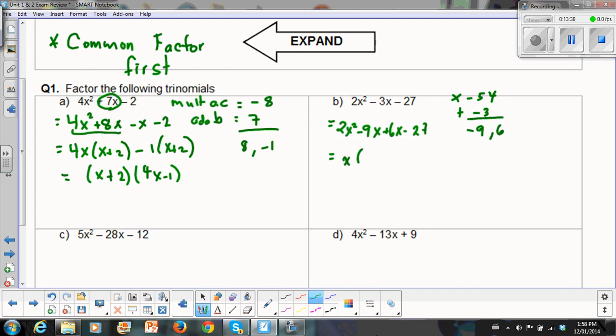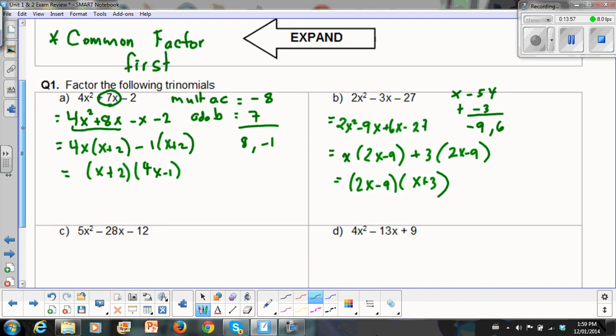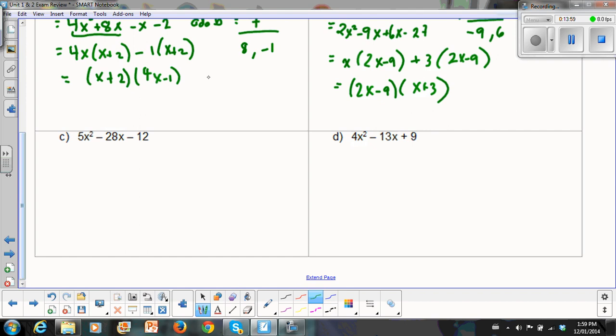Here we can only factor out an x of the first two terms and left with 2x minus 9. Here we can factor out a 3, and we're again left with 2x minus 9. And we're left with 2x minus 9 as one factor, and x plus 3 as the other. If you were to put the 6 and the 9 in opposite order, you would eventually get the exact same final answer. So we're doing the same thing here.